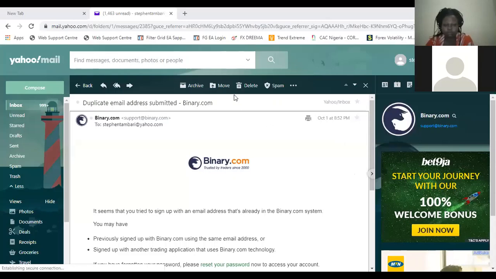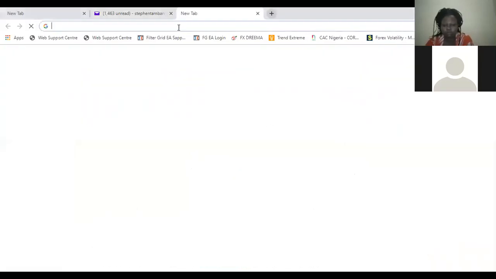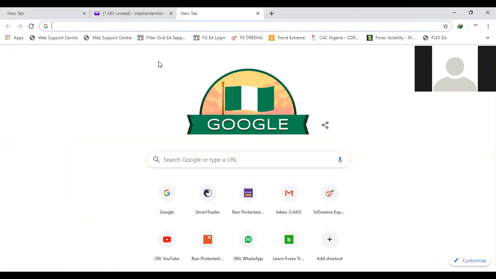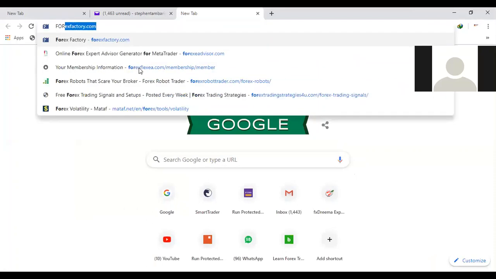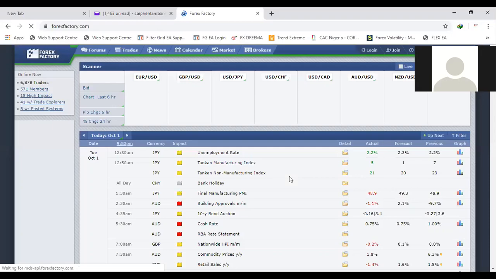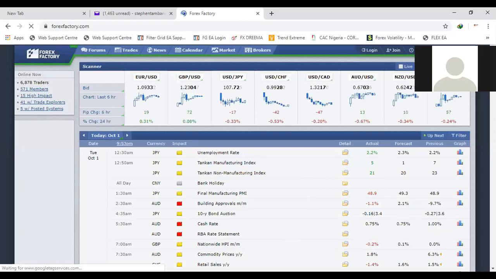There are two best websites. There are other sites, but for me, there are two sites I normally use to trade the news if I want to trade forex. But if I'm trading volatility, I don't need to bother myself about the news. But if I want to trade forex, this is one of the sites, forexfactory.com. This is one of the sites that we go to trade the news. Now you see these red folders, guys.